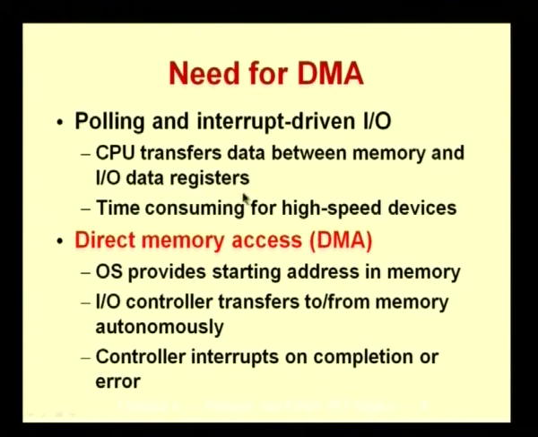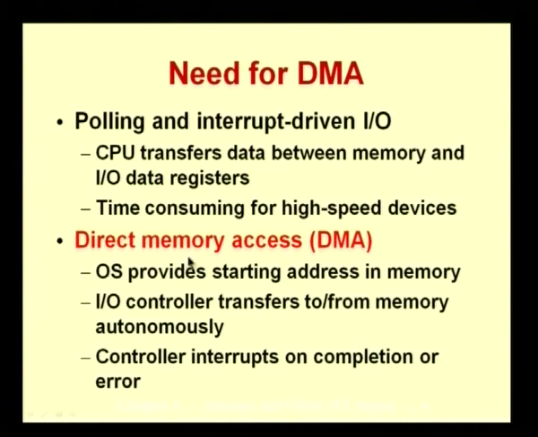In both the cases, there is a lot of time that is wasted, and especially for high speed devices, it can be very time consuming. So, we go in for this mechanism called direct memory access, where you have a separate device called a direct memory access controller or an IO controller which can do the data transfer autonomously. The OS will provide the starting address in memory, that is where the data needs to be transferred, and then this controller will autonomously, without the help of the processor, directly transfer from memory to the input output data registers or from the data registers to memory.